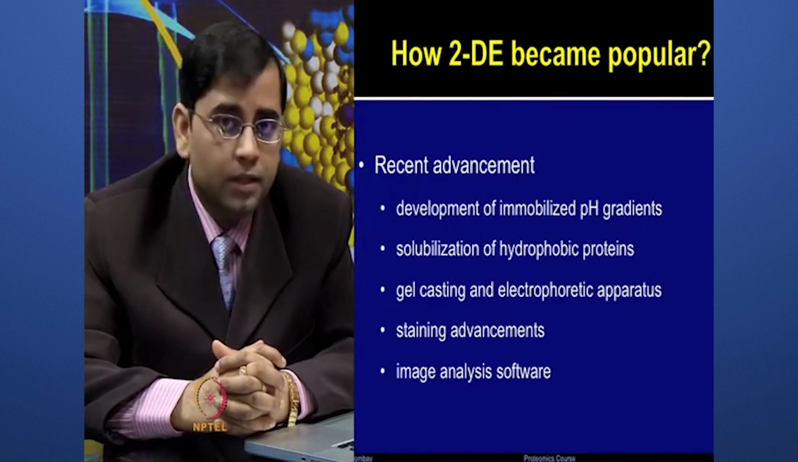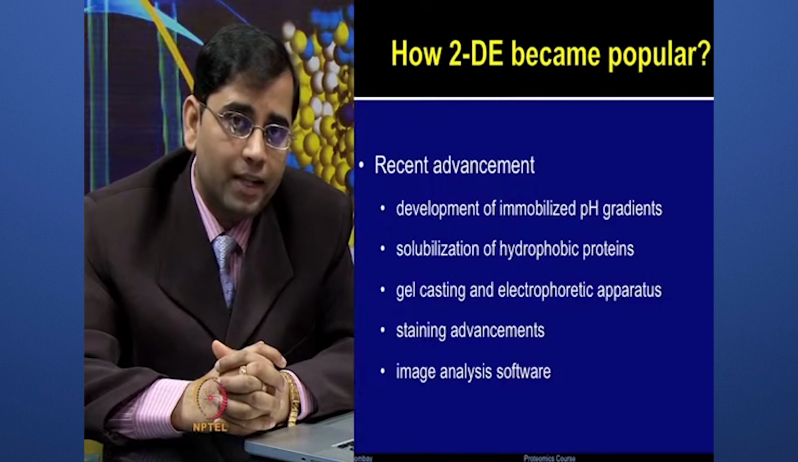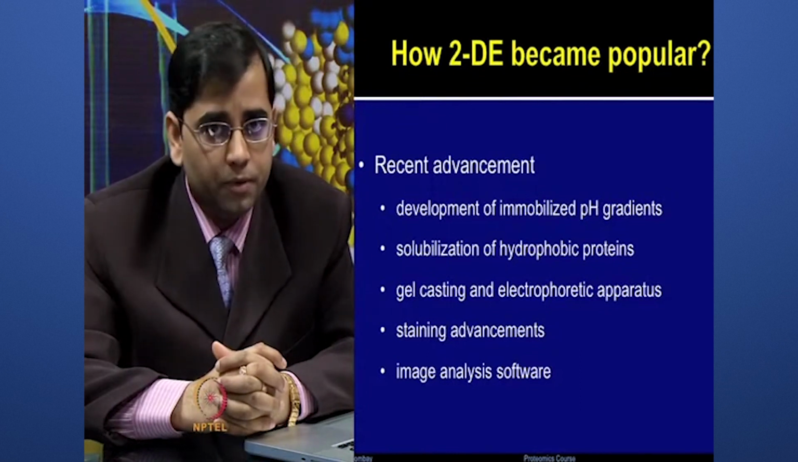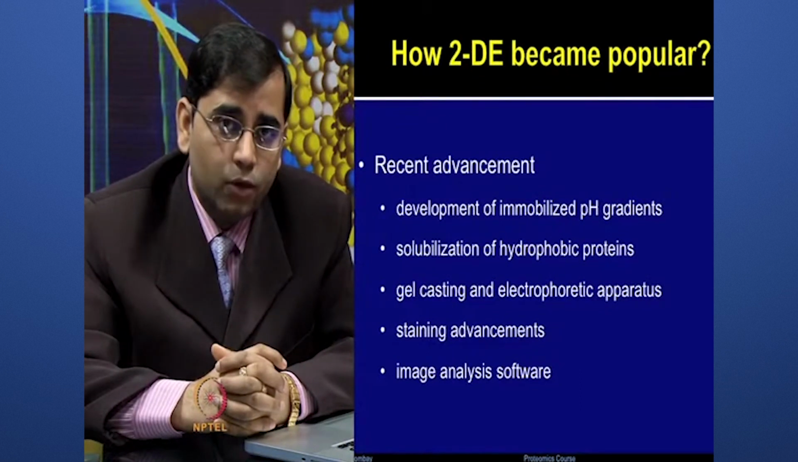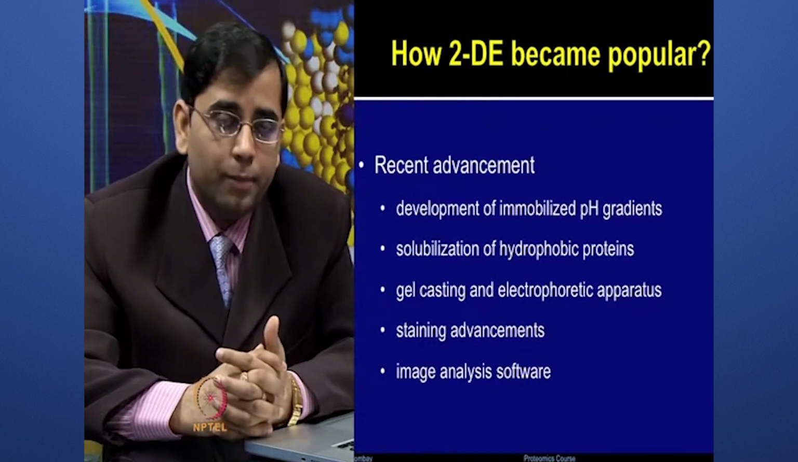For example, the development of the immobilized pH gradient strip or IPG strip was one of the major advancements in this field.